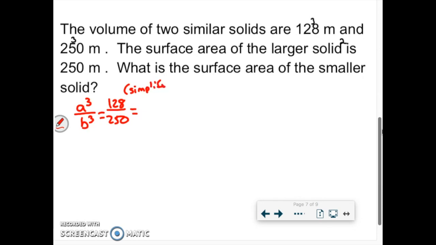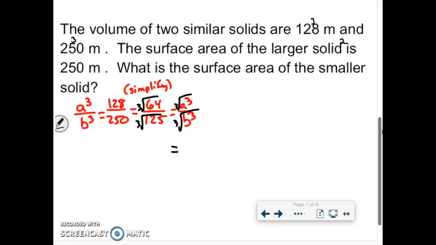I'll just write that just for your notes so you know what we did. We did 64 over 125. That's just dividing them both by 2. Now, if I use that as my a cubed to b cubed, it's much nicer when I go and take the cube root. Because 64 is a perfect cube, and so is 125.